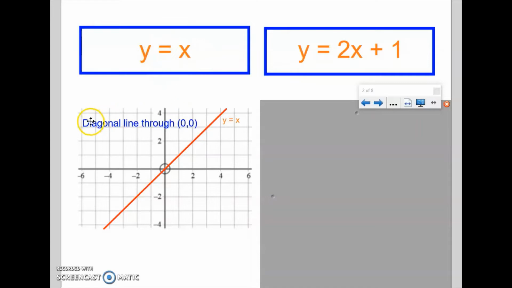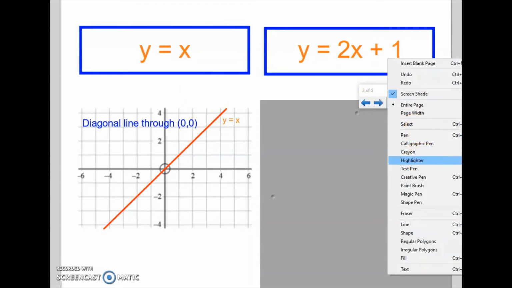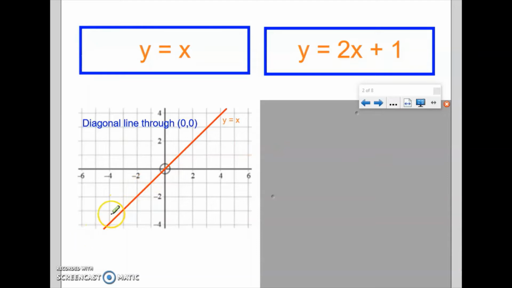Y equals x always creates a diagonal line going through the origin 0, 0. If I was to pick any point on the line, 4, 4, 3, 3, 2, 2, 1, 1, 0, 0, or even down here, -3, -3, -2, -2, every coordinate is when the y coordinate equals the x coordinate, which is why we end up having a diagonal line which goes through the origin.